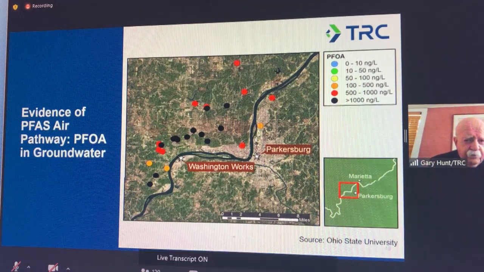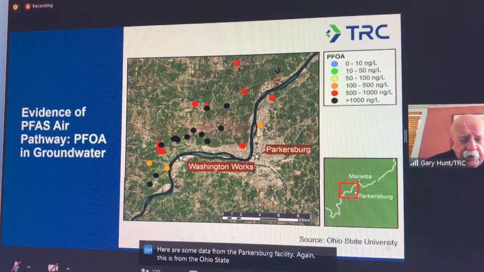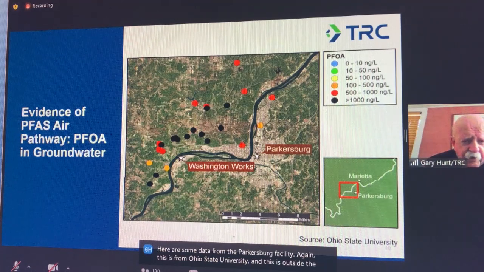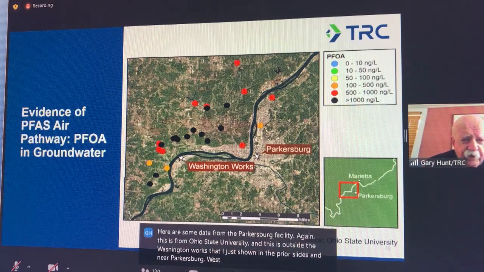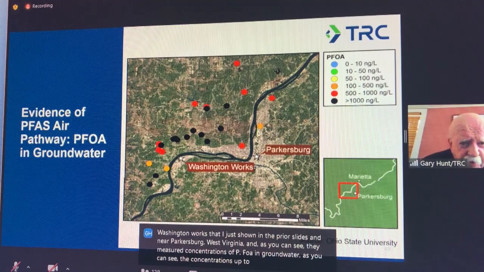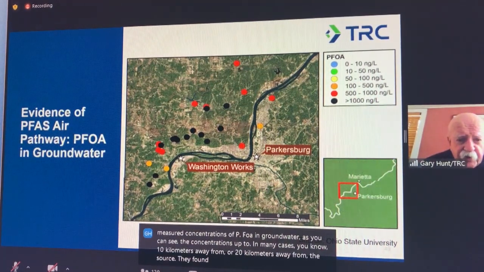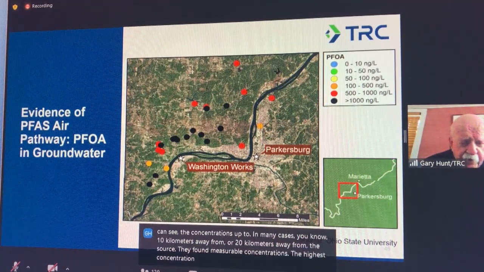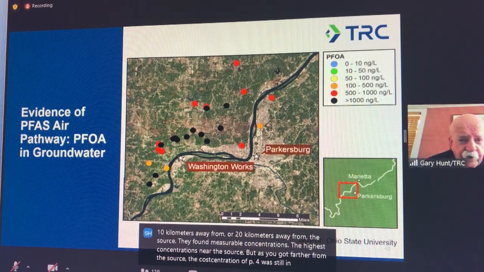Here are some data from the Parkersburg facility. Again, this is from the Ohio State University, and this is outside the Washington Works that I just showed in the prior slides, near Parkersburg, West Virginia. As you can see, they measured concentrations of PFOA in groundwater. In many cases, up to 10 kilometers or 20 kilometers away from the source, they found measurable concentrations. The highest concentrations were near the source, but as you got farther from the source, PFOA was still in the groundwater, but at lower concentrations.